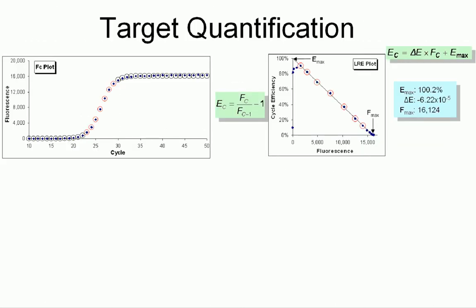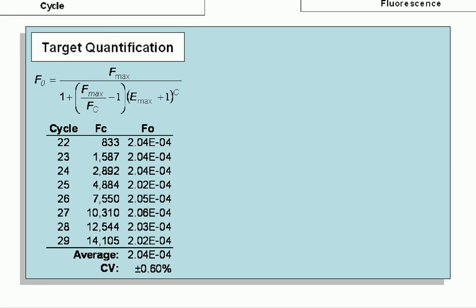Returning to the profile presented earlier, linear regression analysis is applied to the cycles within the central region of an amplification profile, providing values for Emax and delta E. Denoted here by the red circles, this contiguous group of cycles is referred to as the LRE window. Using the first LRE derivative, F0 values are calculated from the fluorescence readings from each of the cycles within the LRE window. An average F0 is then calculated along with a coefficient of variation.